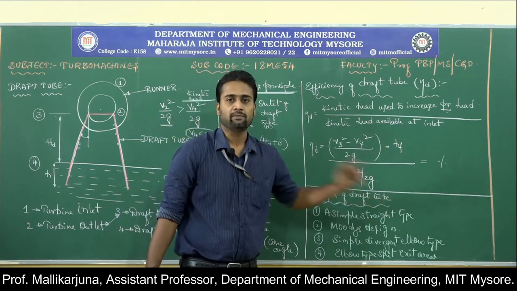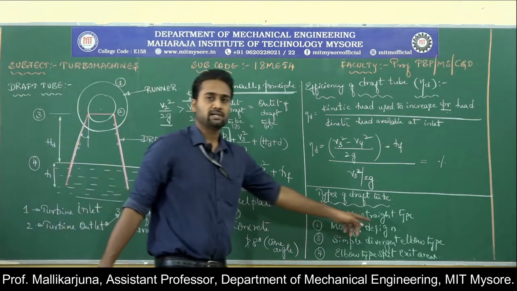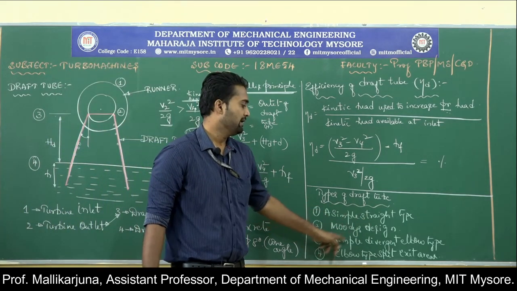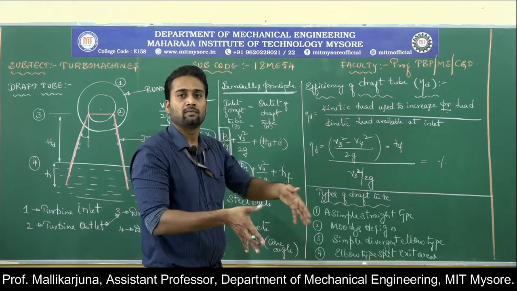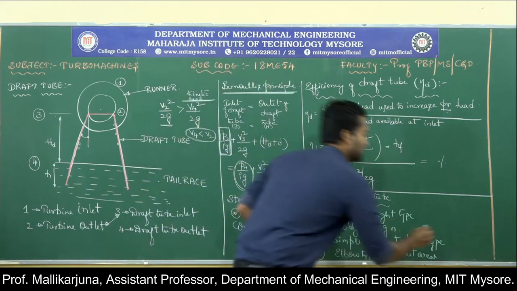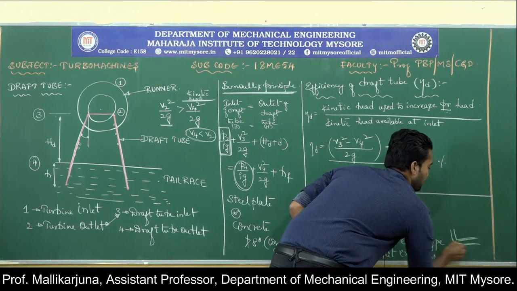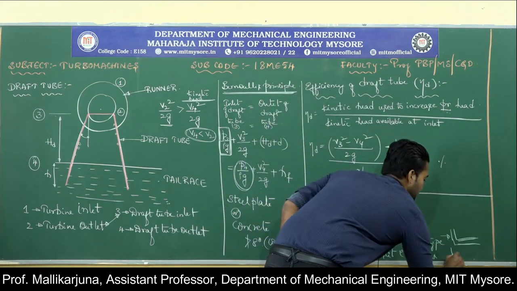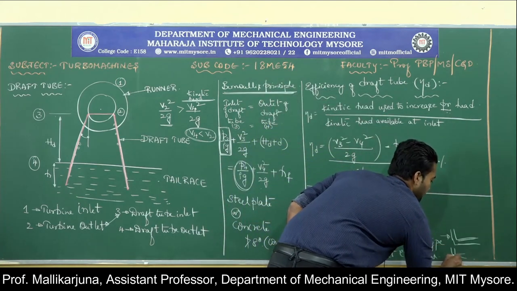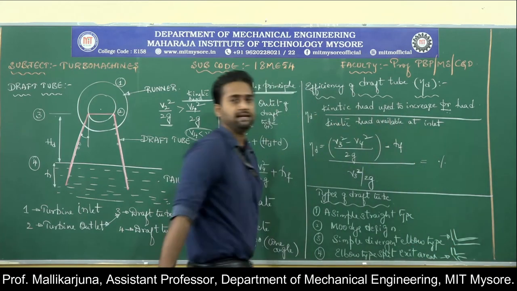First one is a simple straight type, which is nothing but what we have written over here, simple straight divergent section. Moody's design, which was proposed by the scientist Moody. Simple divergent elbow type. Elbow, in the sense, it will go in this fashion. If you want elbow type split exit areas, then it will look like this. At the exit we will have split exit areas.